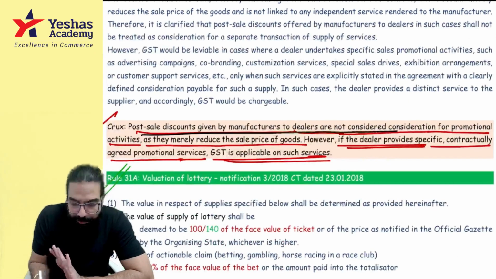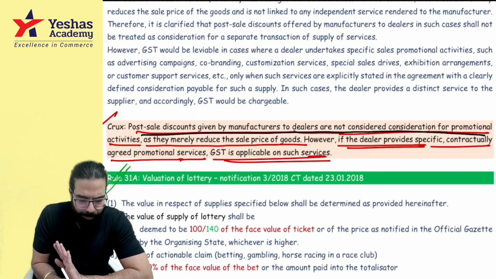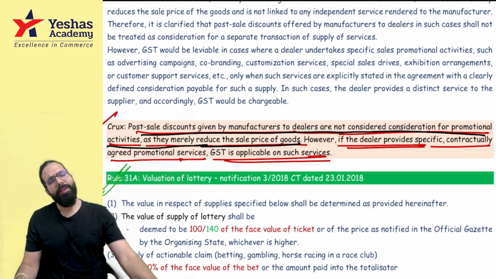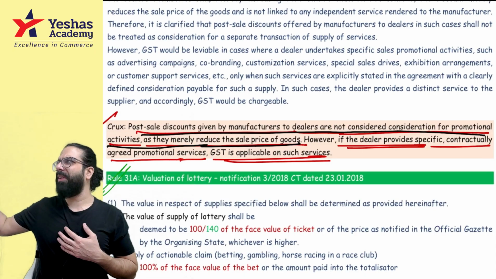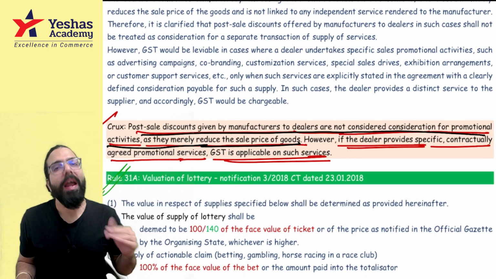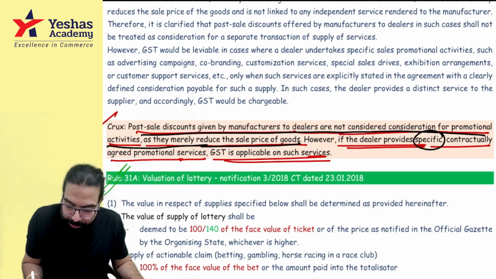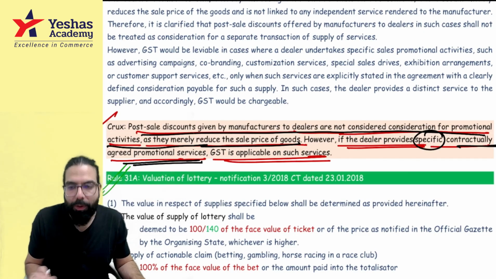That's all they've told. Post-sale discounts given by manufacturers are not consideration for promotional activities, as they merely reduce the sale price. If a post-sale discount is given, I can't say I've given some services for which the discount is given. No, unless there is specifically a contractual agreement for promotional service.